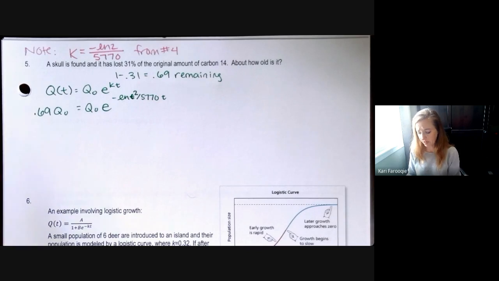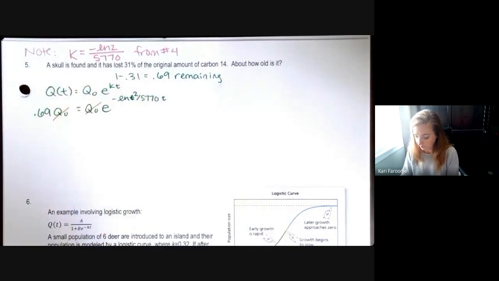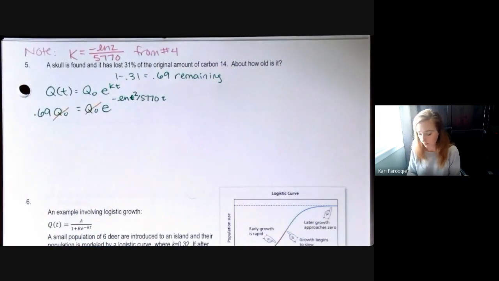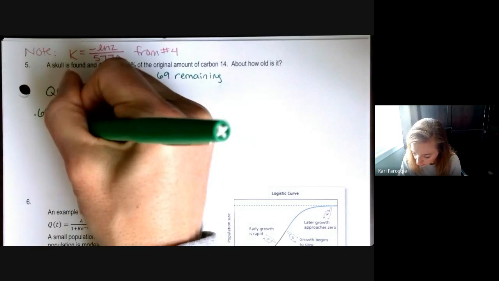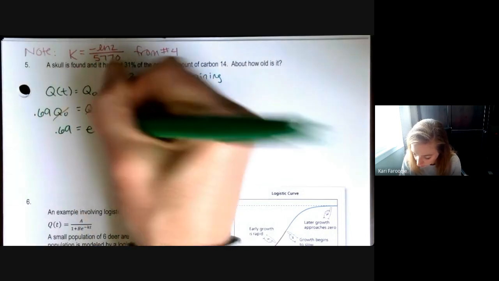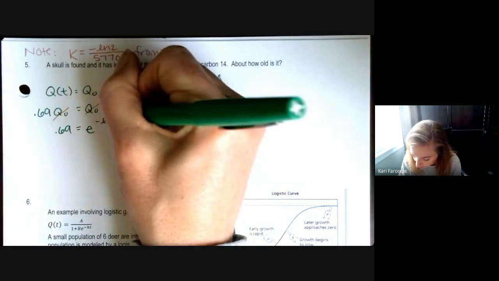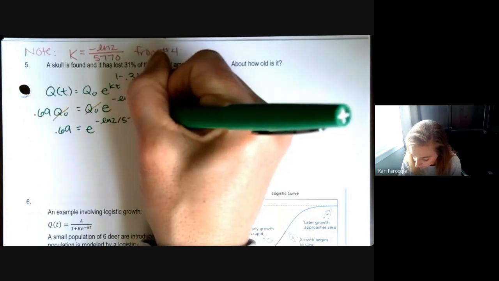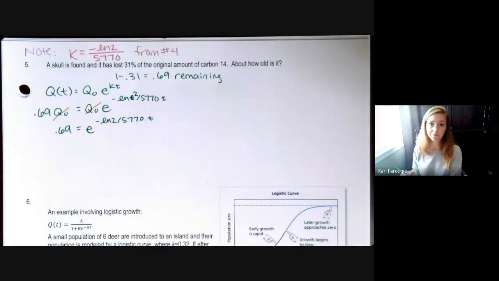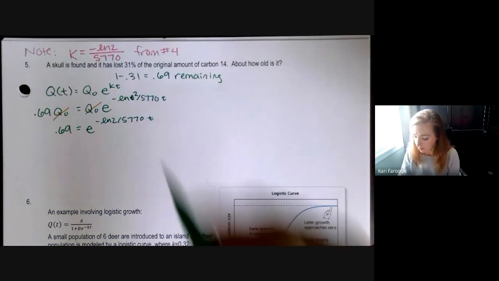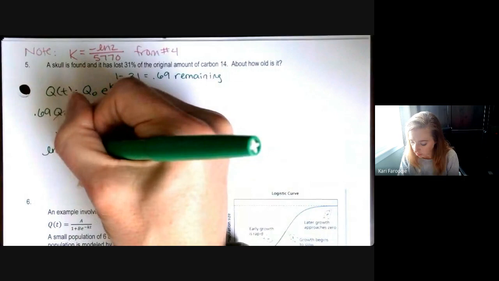Otherwise, you'd be saying it's 69 times the original amount, which is not what you mean to say. All right, but now you can go ahead and cancel out these Q sub naughts on both sides. Divide them out. And then you get 0.69 is e to the negative ln2 over 5770 t. And now we just need to solve for t, but we already know how to do that. So let's go ahead and take the natural log on both sides.